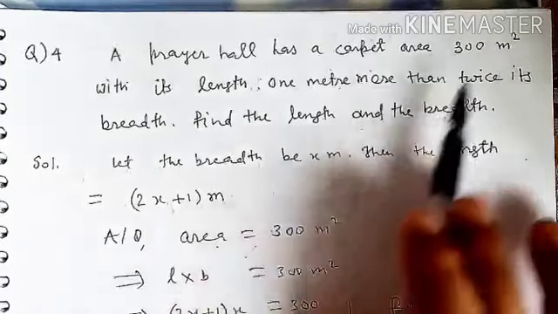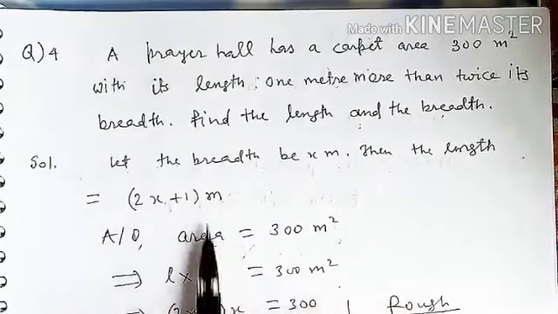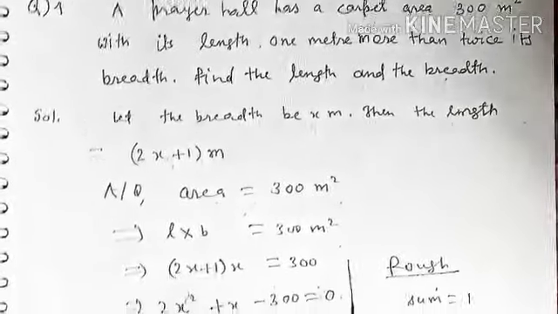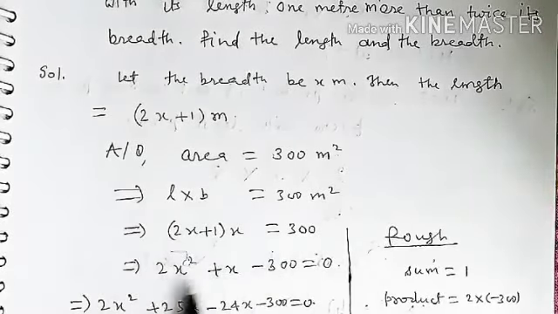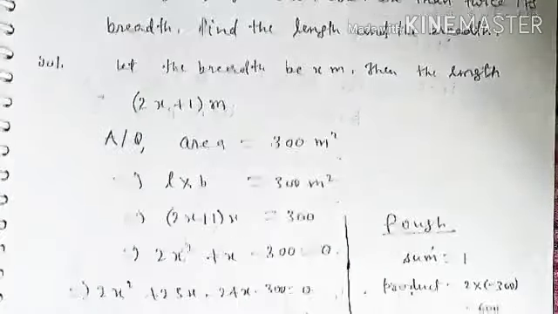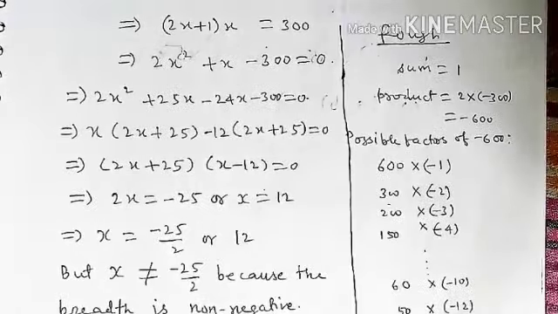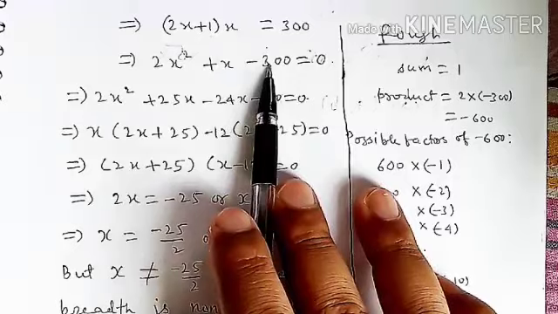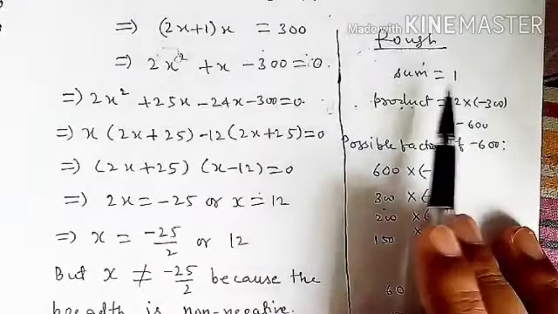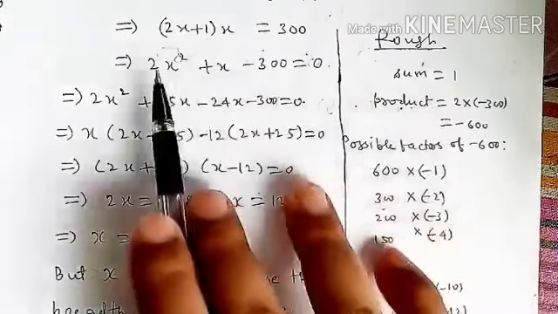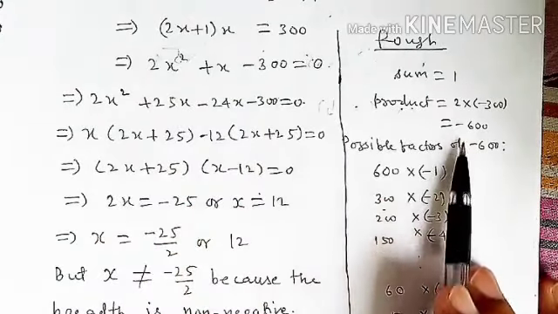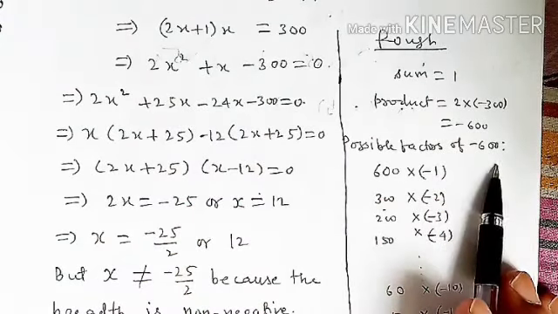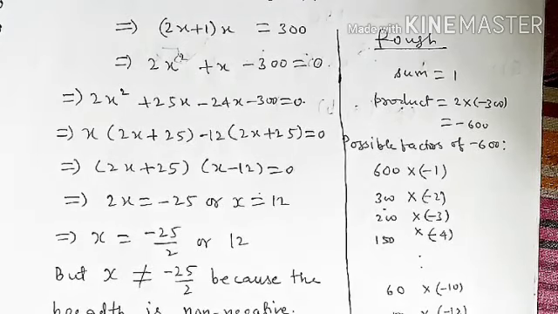Now the area is 300 meter square, so multiply these two to get 300. After converting it into a quadratic equation, we have this one, 2x square plus x minus 300. We have to think of two numbers whose sum is 1 and product is 2 into minus 300, that is minus 600. Now we have to write possible factors of minus 600, in such a way that the sum is positive and the product is negative.